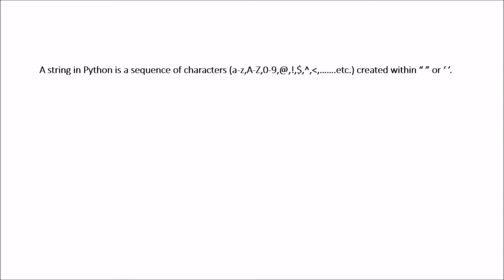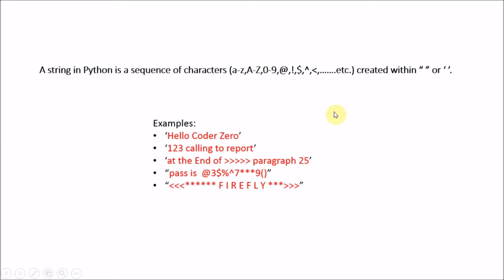So what is a string? A string in Python is a sequence of characters. These characters can be lowercase alphabets, uppercase alphabets, numbers, or symbols, created within double quotes or single quotes. Here are some examples. These three are created within single quotes and these two are created within double quotes. A string can contain only alphabets, or numbers with alphabets, or alphabets, symbols and numbers. So these are some examples of strings in Python.